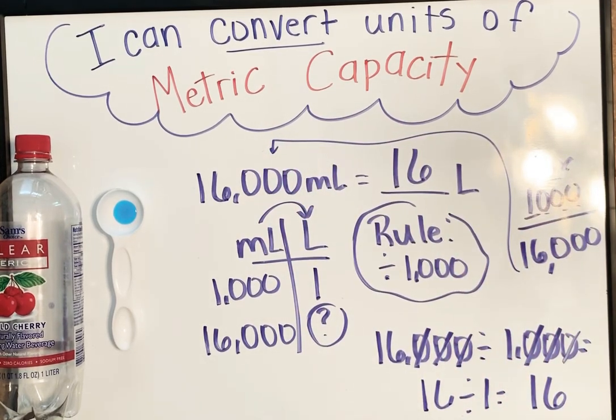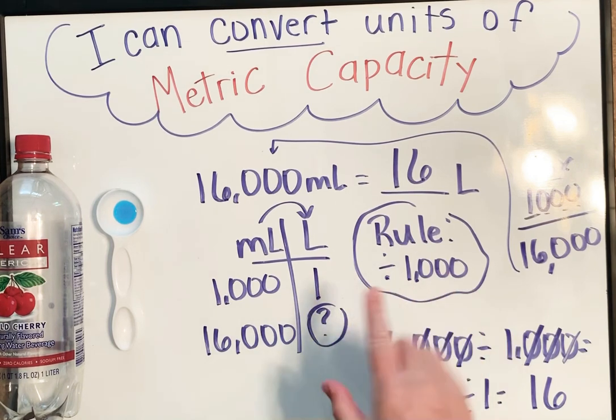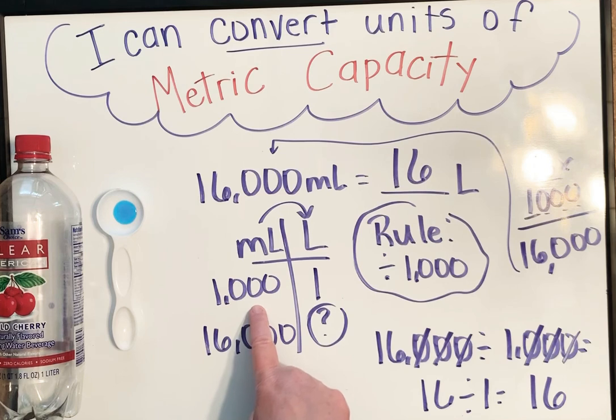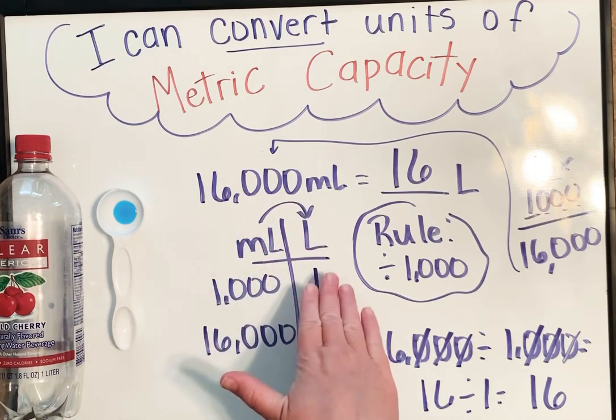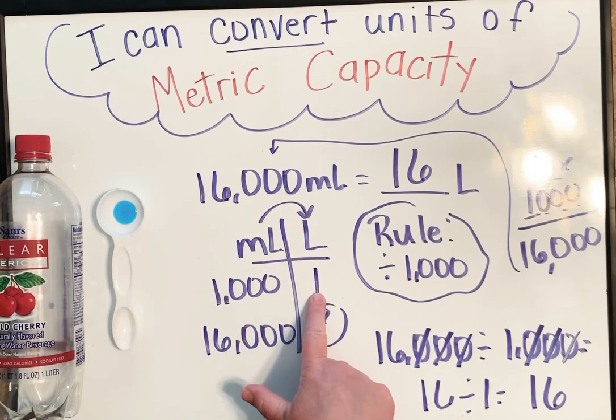I hope this video was helpful when converting metric capacity. Your rule is always going to be 1,000. You're going to have to make a T-chart to see if you're going to be dividing by 1,000 or multiplying by 1,000, okay?